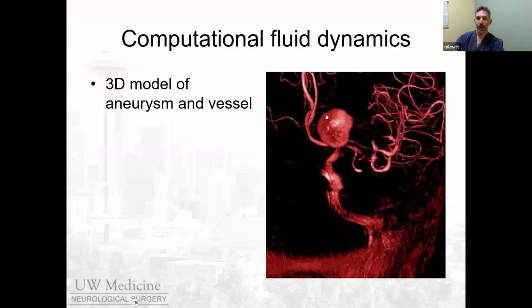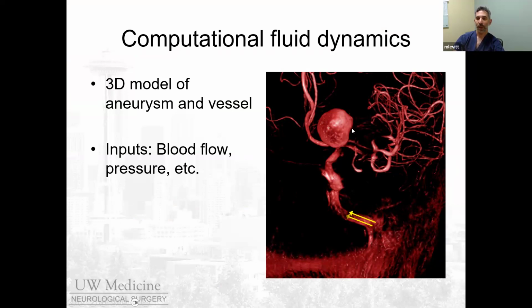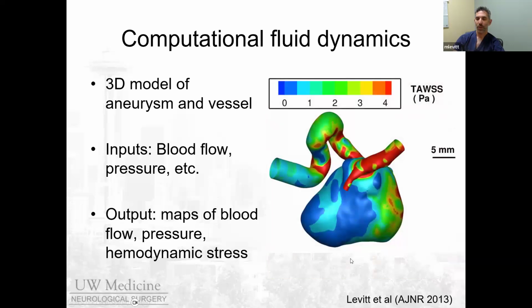So how do we do computational fluid dynamics? First, we start with a 3D model of an aneurysm and vessel. And when I say 3D model, I mean a scan. So this is actually a scan from an angiogram, and then we put the patient's blood flow and pressure into the computer as inputs. And then as an output, we get maps that look like this.